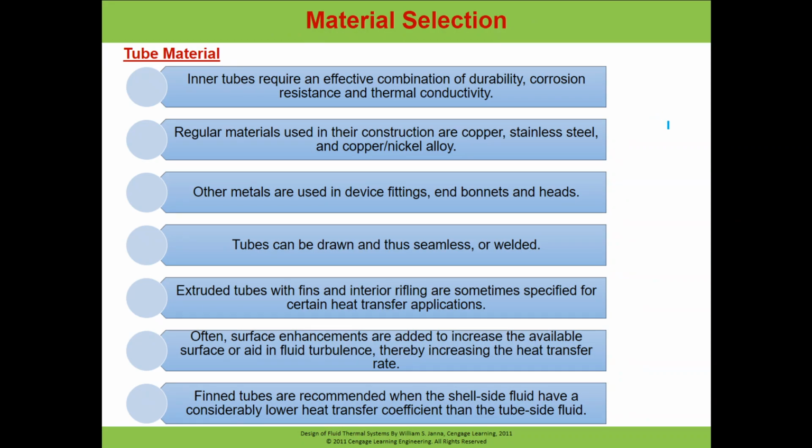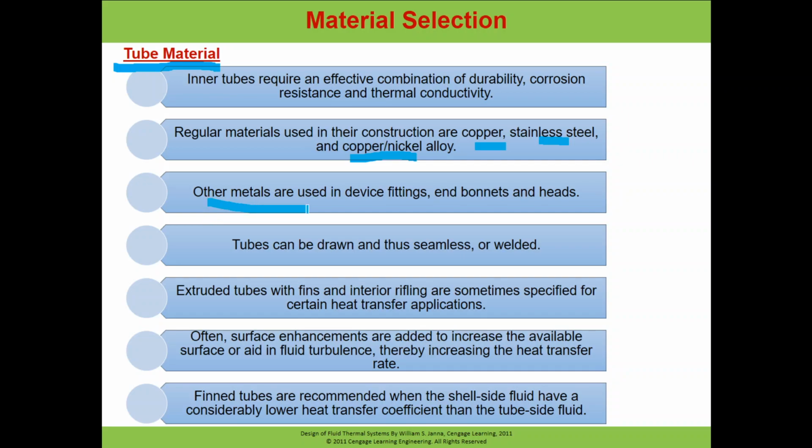So what is the material for the shell and tube heat exchanger? If we talk about the tube material, then the inner tubes require an effective combination of durability, corrosion resistance and thermal conductivity. The regular materials used in their construction are copper, stainless steel, and copper-nickel alloy. Basically, these are the materials which are mainly used for tube fabrication.